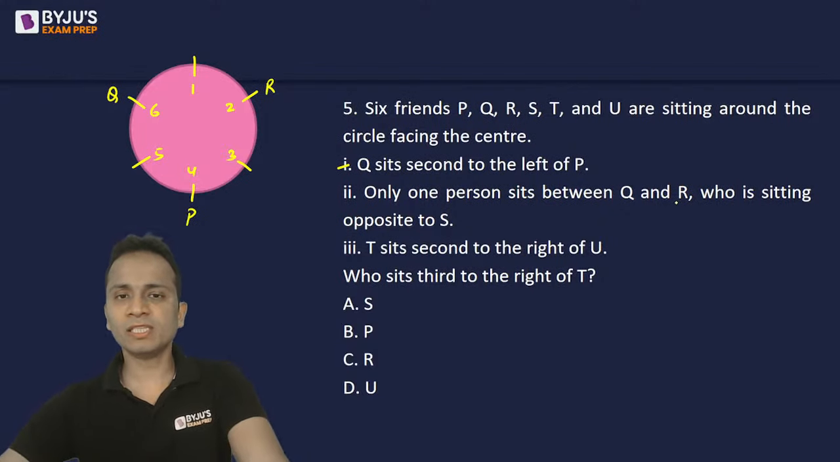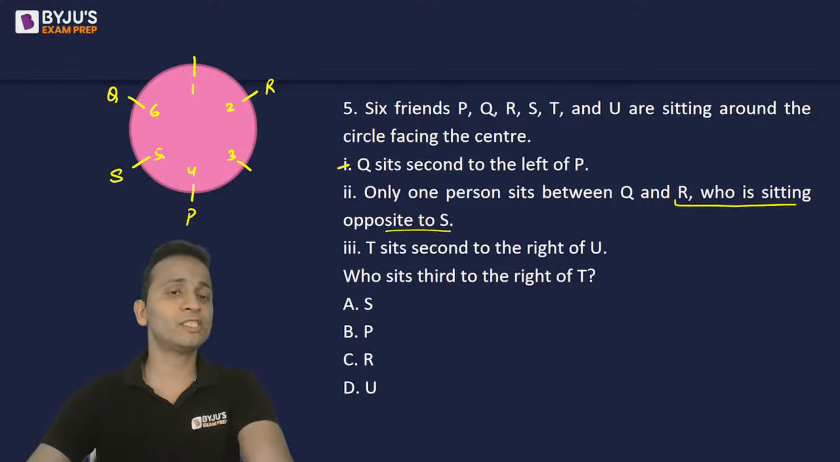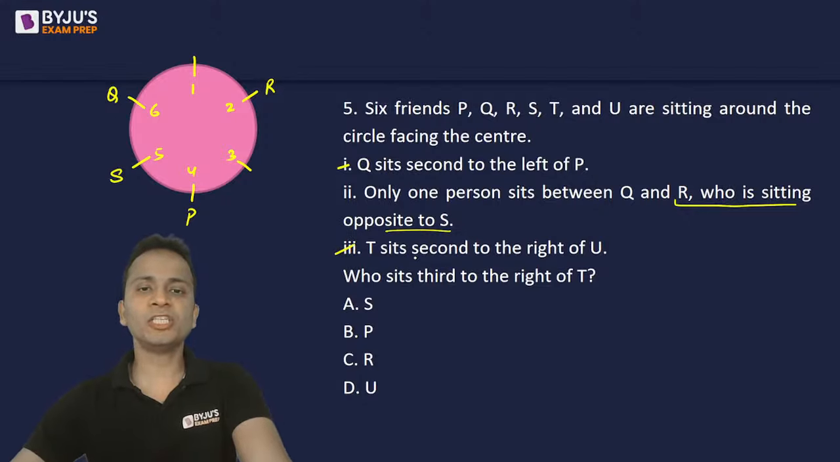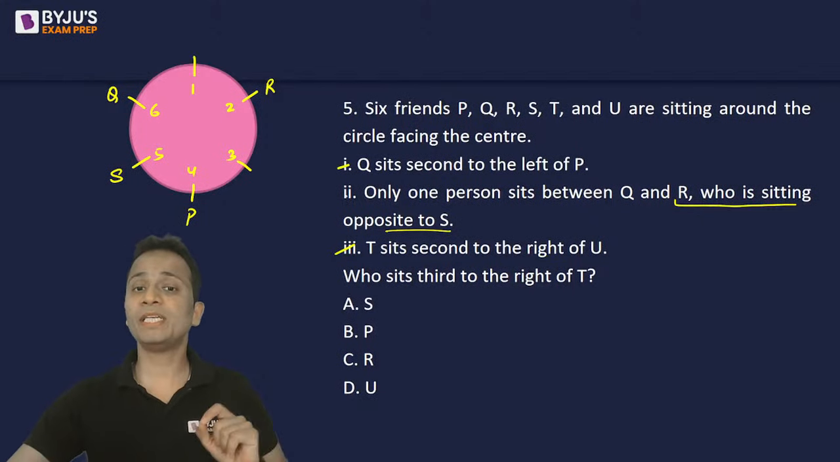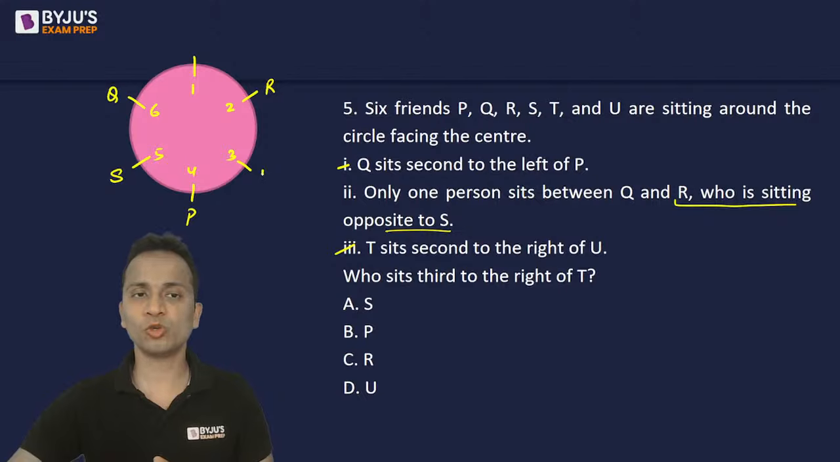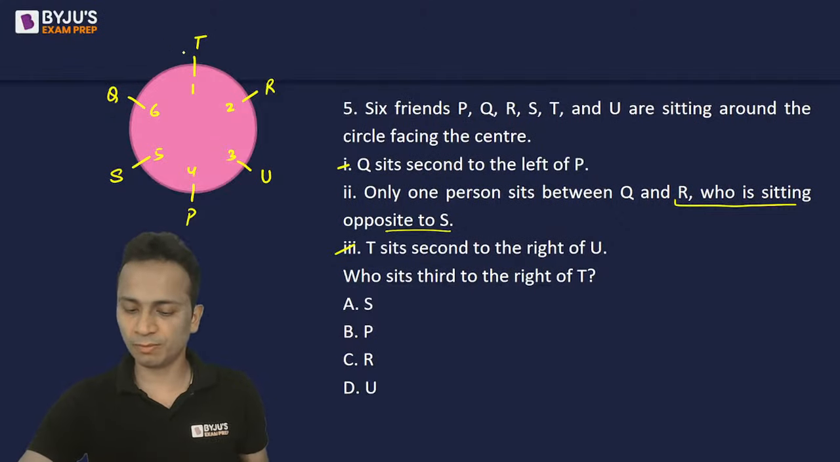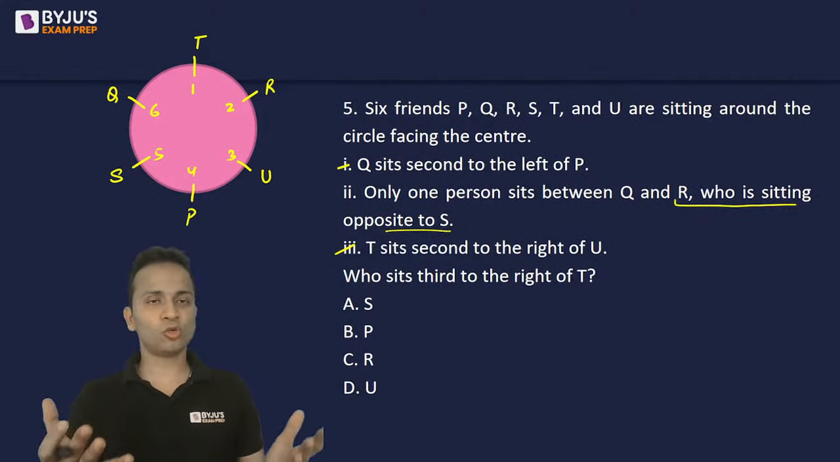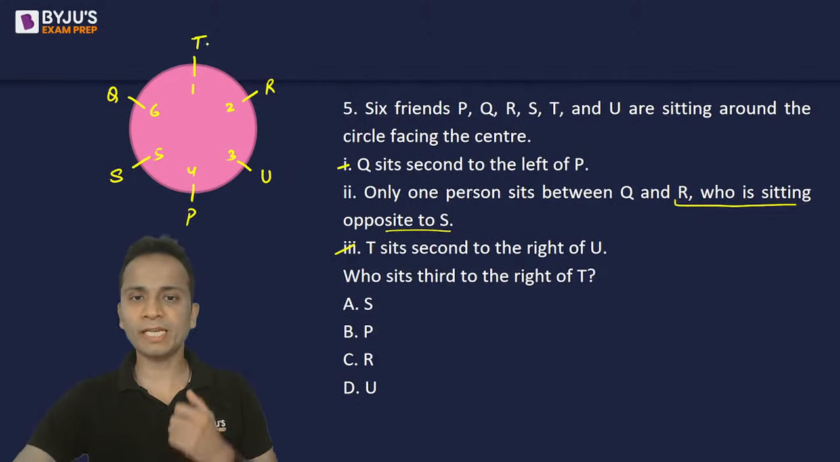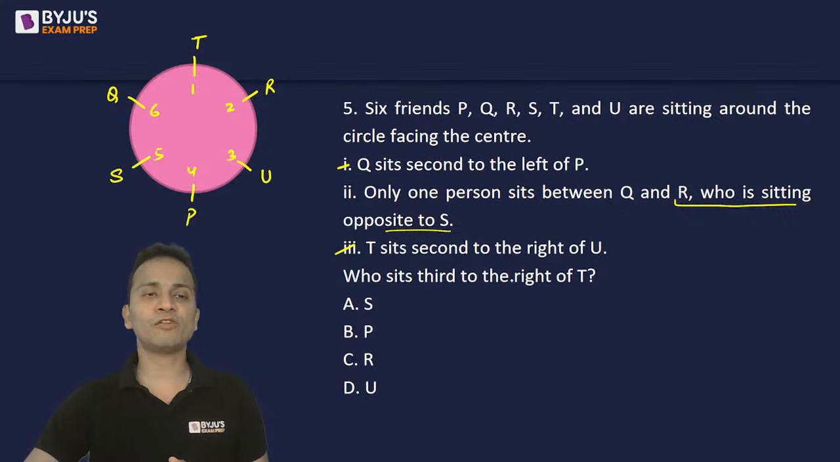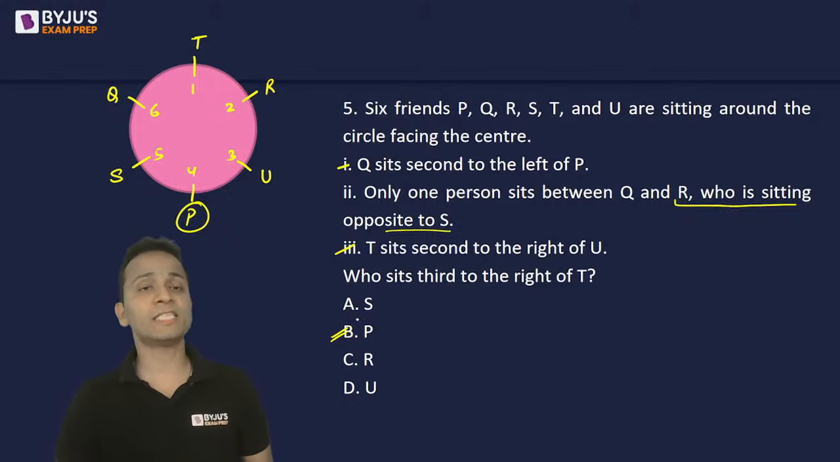Done. Now continuing this statement, R is sitting opposite to S. So S will sit at chair number 5. The third condition, T sits second to the right of U. There are only two chairs left for T and U, where T is sitting second to the right of U. So U will sit at chair number 3 and T, who is second to the right of U, will sit at chair number 1. Okay. All right. So this is the complete arrangement, right? Now the question is, who sits third to the right of T? Now third to the right of T is P. So P, that is option B, is the correct answer of this question. So question number 5, correct answer is option B.